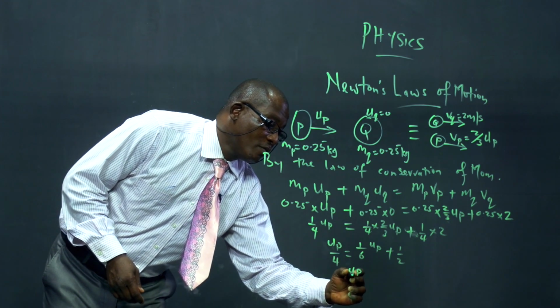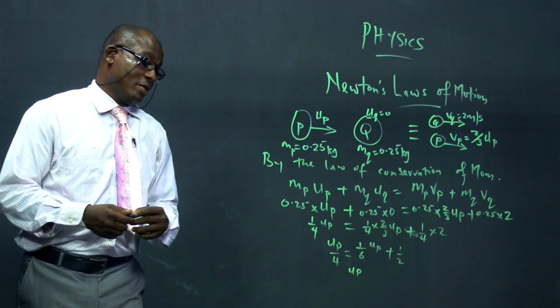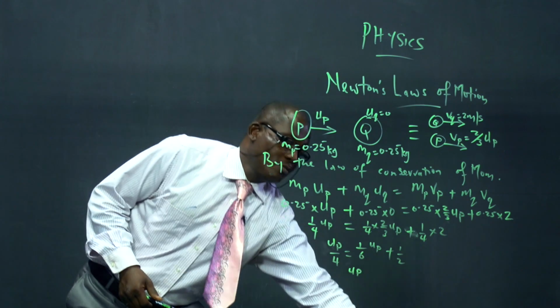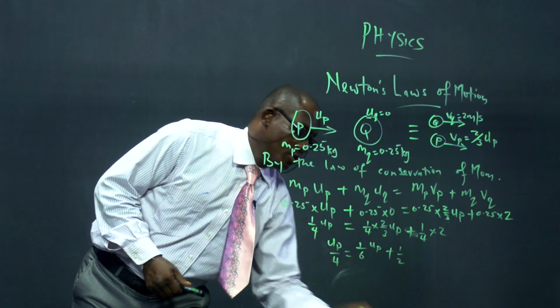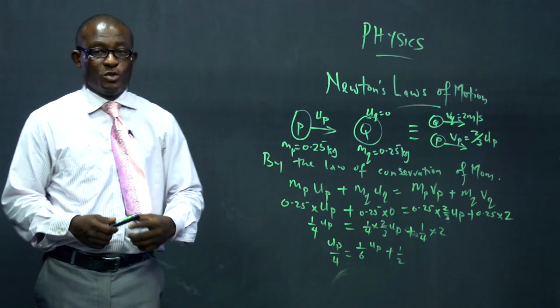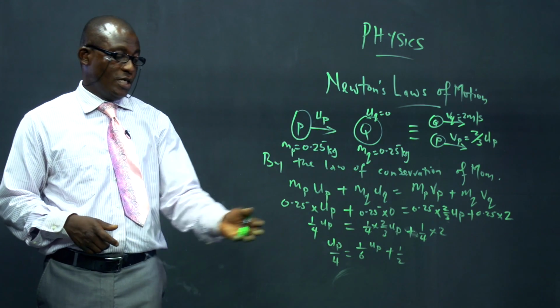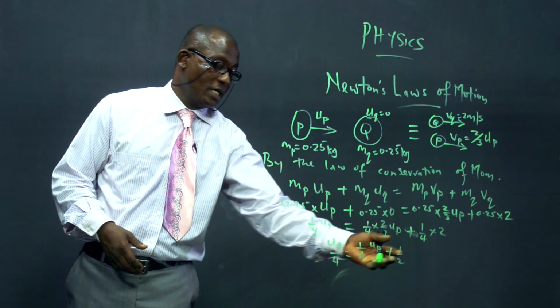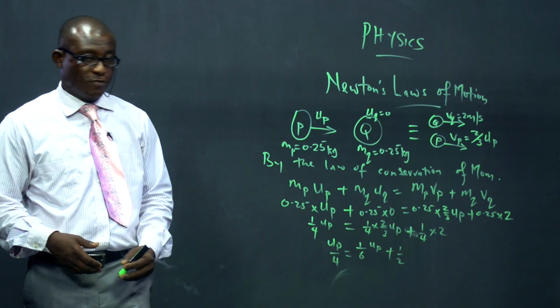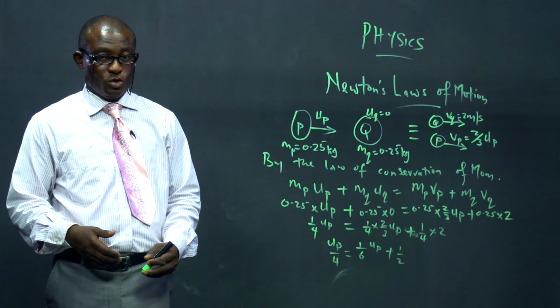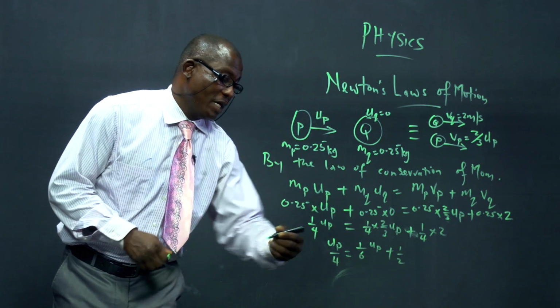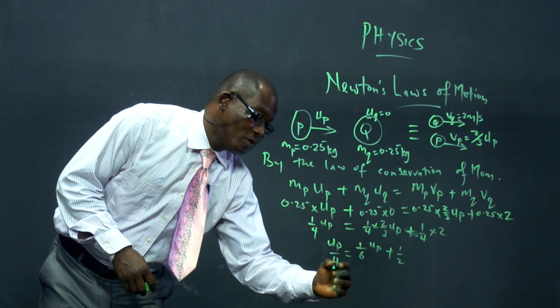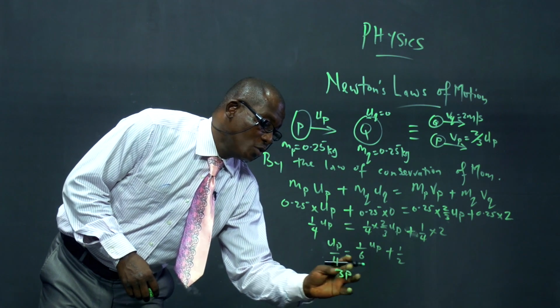UP, or I can multiply through by the LCM. Yes, that's another fast method. Multiply through by the LCM to remove the fraction. When you get to this level, you can multiply through by the LCM. What's the LCM of 4, 6, and 2? That will give us 12. The LCM of 4, 6, and 2 is 12. So multiply by the LCM, 4 in 12 will give us 3UP.